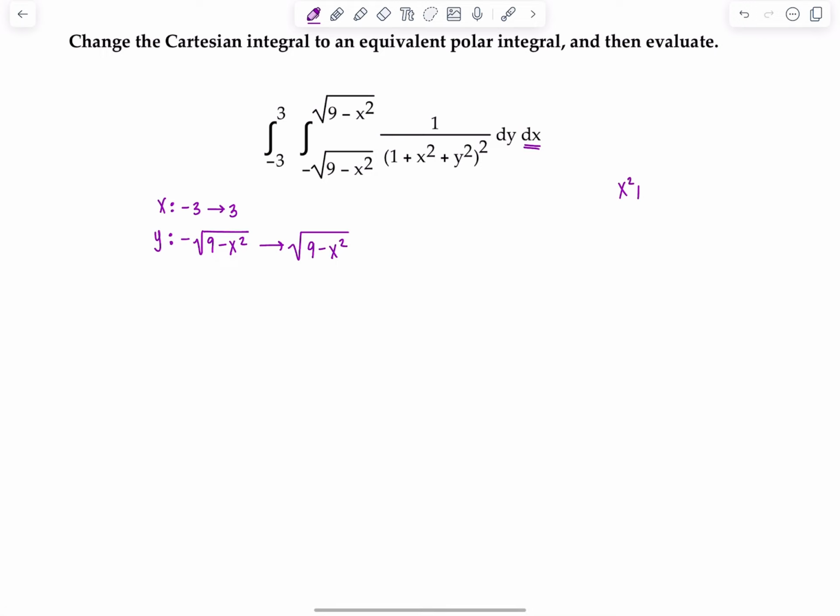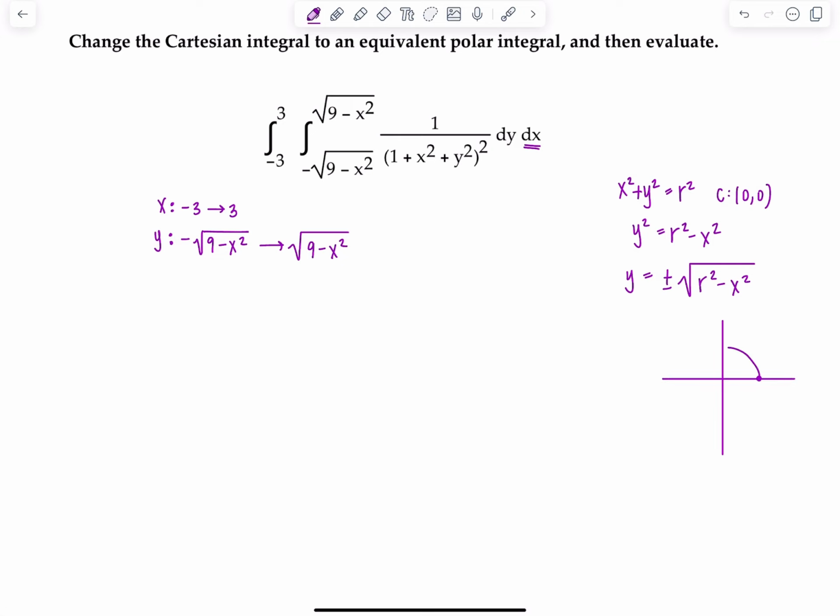So we know x squared plus y squared equals r squared is the equation of a circle centered at 0, 0 with radius r. If I solve for y, I get y squared equals r squared minus x squared. And so y is plus or minus square root r squared minus x squared. And you should have this picture in your head. The positive radical represents the upper half of this circle, and the negative radical is the bottom half of the circle.